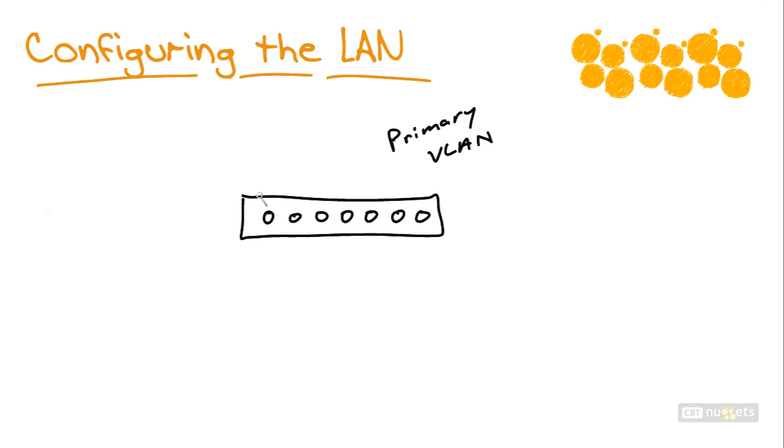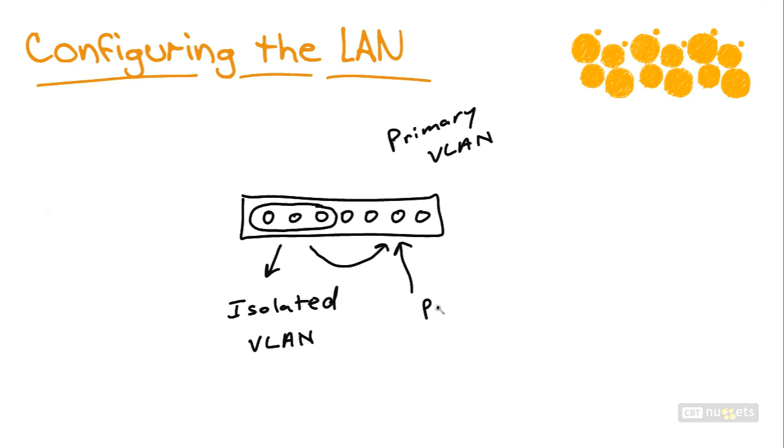Now, what we can do is we can take ports in this primary VLAN and we can create what's called an isolated VLAN. You can consider it a sub-VLAN if you like. And these isolated ports are only going to be able to communicate with a single port in the infrastructure that is called a promiscuous port.